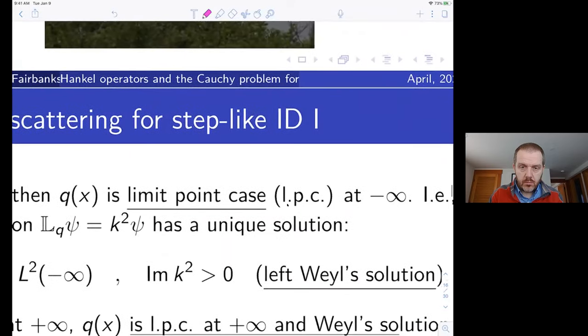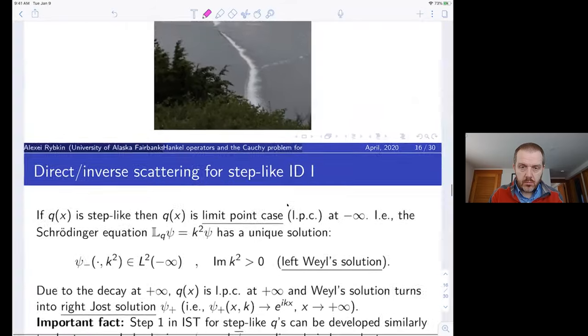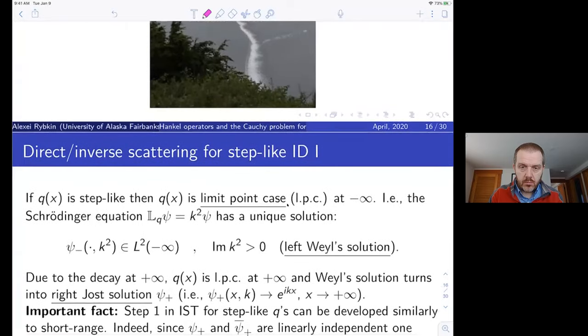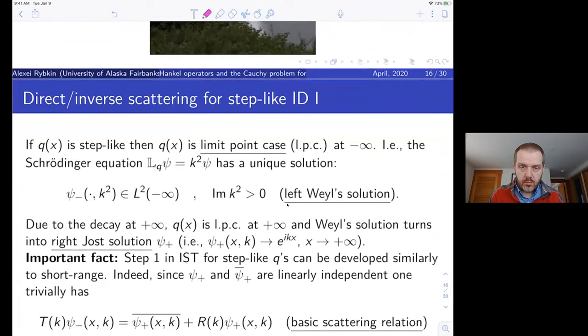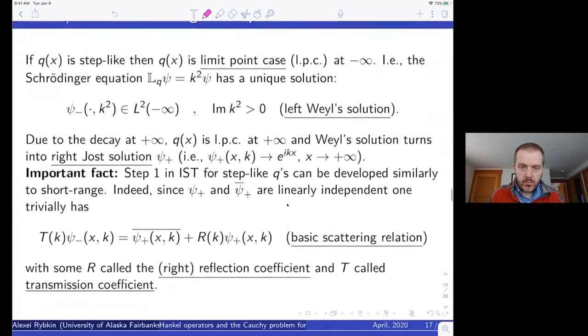And now the main reason why inverse scattering transform could be developed for such profiles is because you can develop one-sided scattering theory, and a little bit of mathematical facts you may or may not be familiar with.